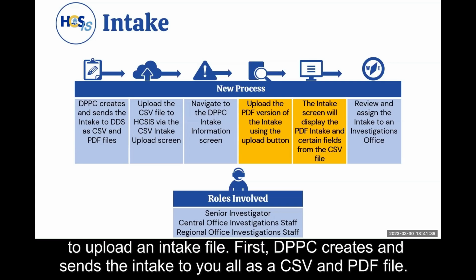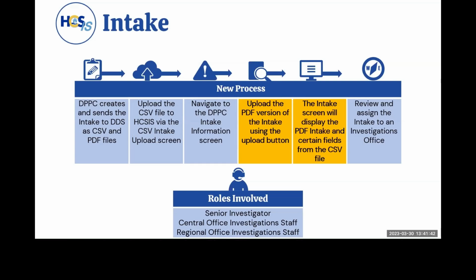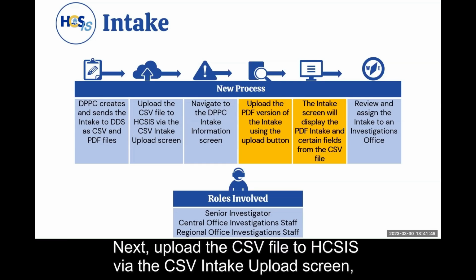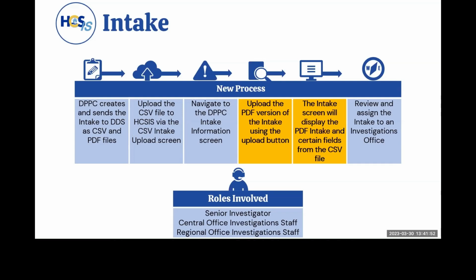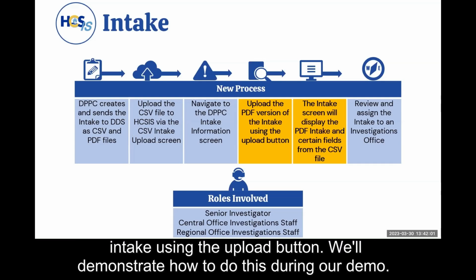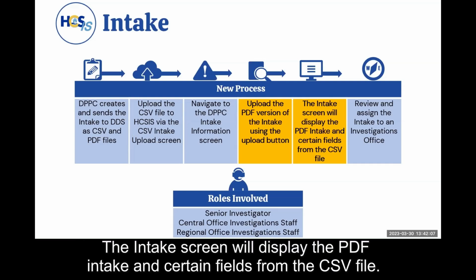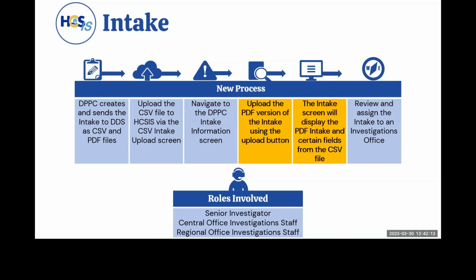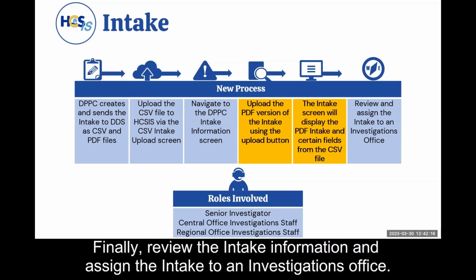First, DPPC creates and sends the intake to you all as a CSV and PDF file. Next, upload the CSV file to HCSIS via the CSV intake upload screen. Then, navigate to the DPPC intake information screen and upload the PDF version of the intake using the upload button. We'll demonstrate how to do this during our demo. The intake screen will display the PDF intake and certain fields from the CSV file. Finally, review the intake information and assign the intake to an investigations office.